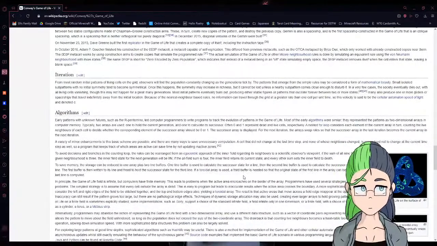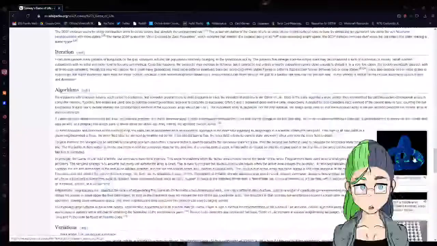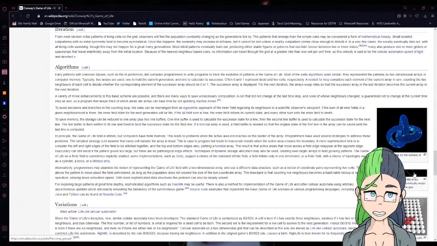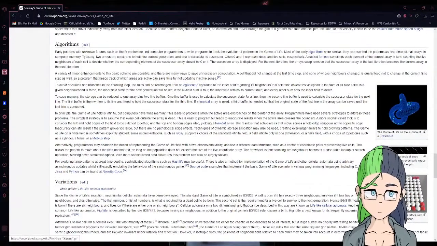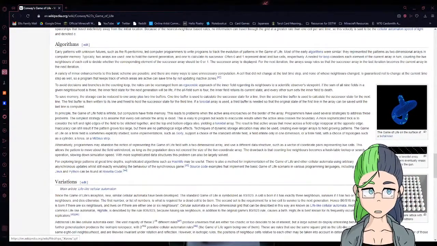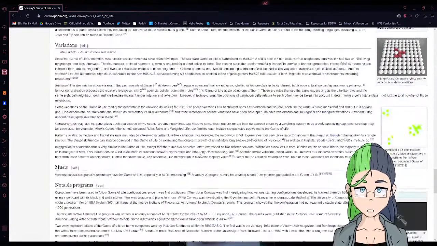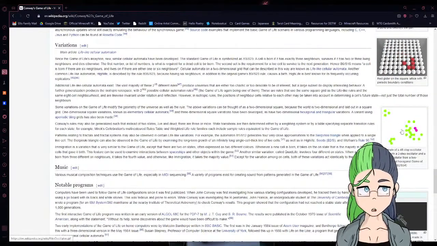Undecidability, self-replication... On a trefoil knot. Ooh, that's interesting. That's cool. Anyway. Variations.